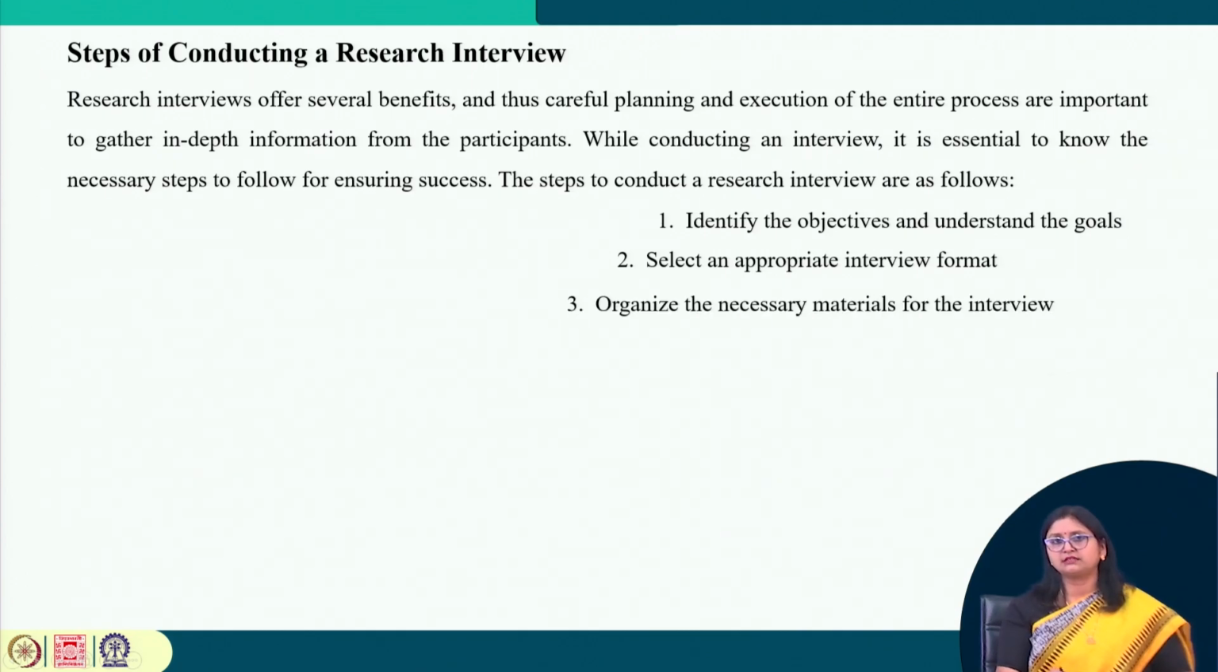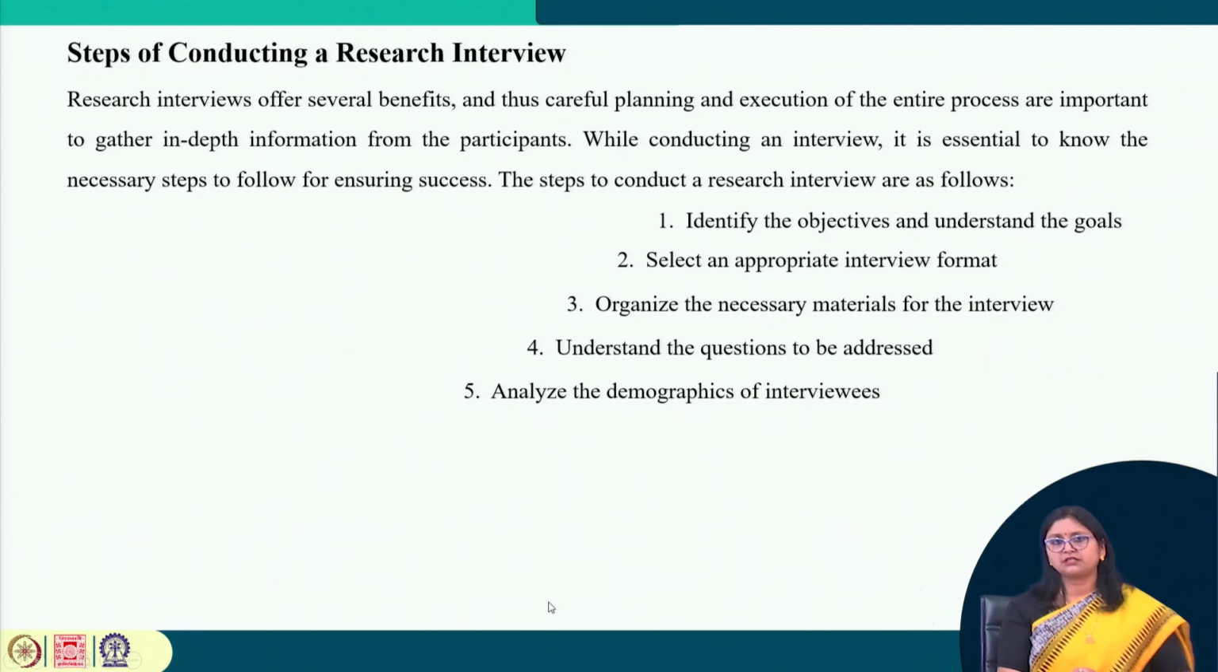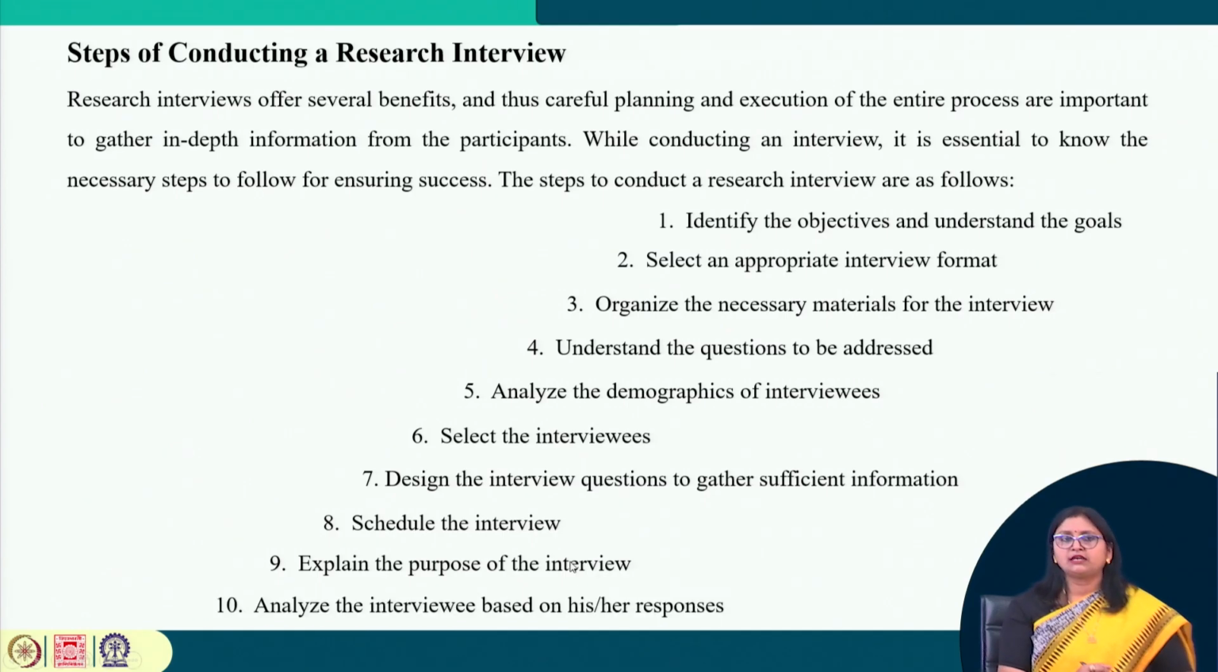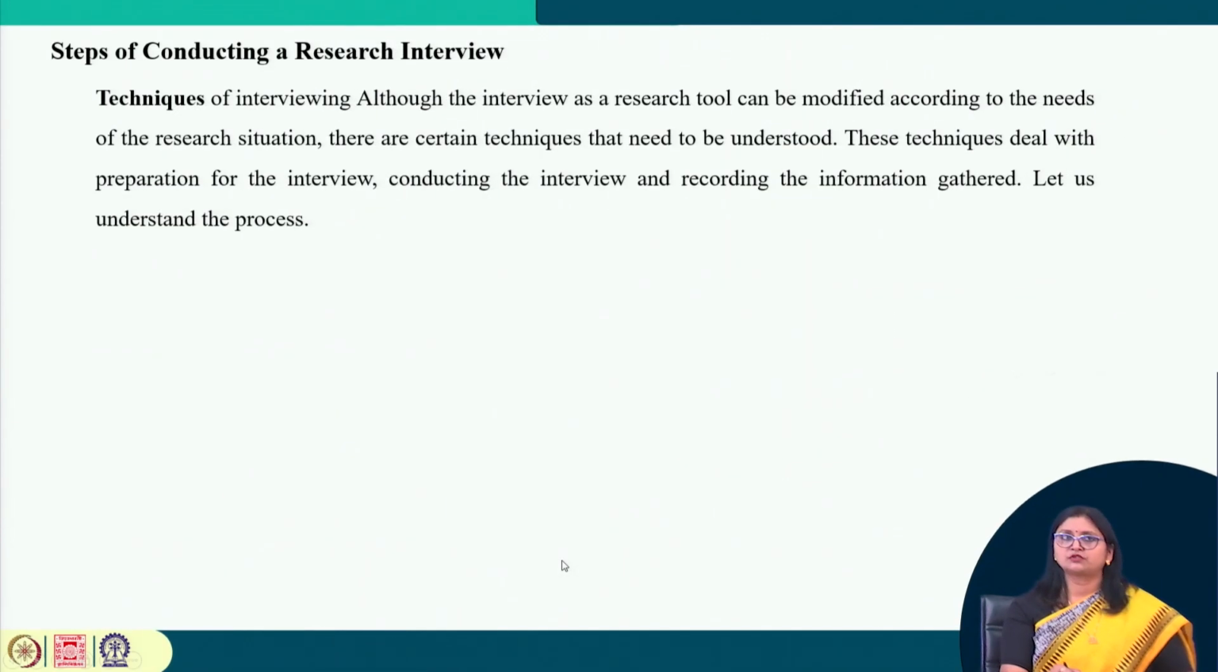The third is organize the necessary material for the interview. Fourth, understand the questions to be addressed. Fifth step, analyze the demographics of interviewees. Sixth, select the interviewees, then design the interview questions to gather sufficient information. And the eighth is schedule the interview, and ninth, explain the purpose of the interview, and lastly, on the 10th point, analyze the interviewee based on his or her responses.